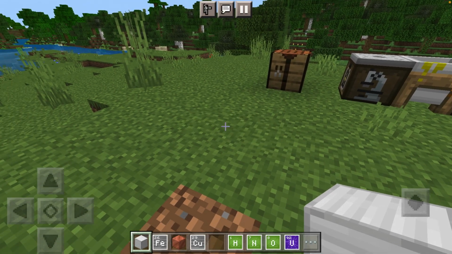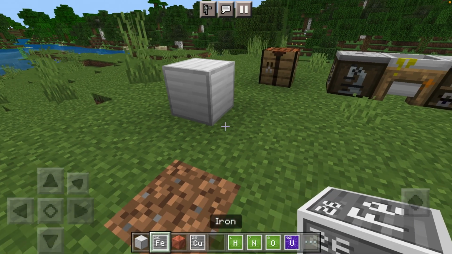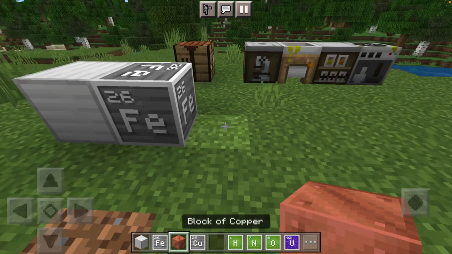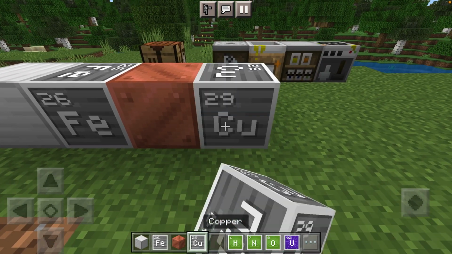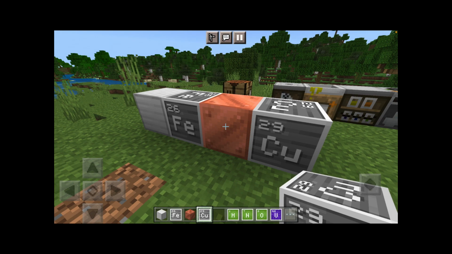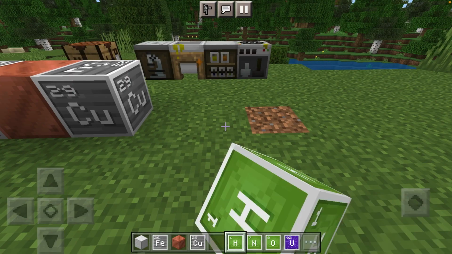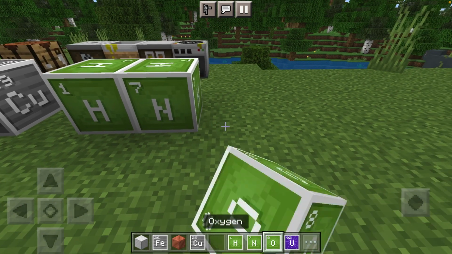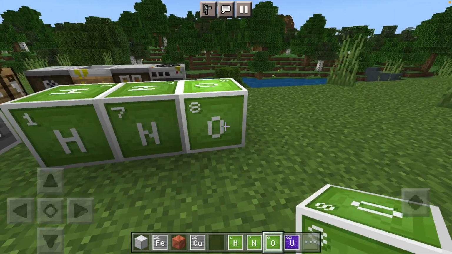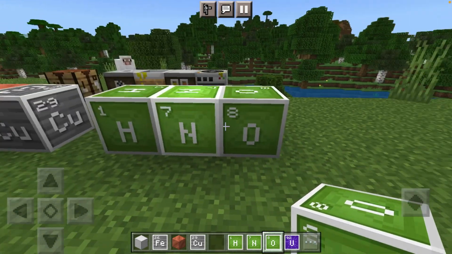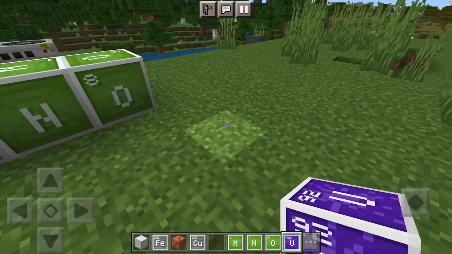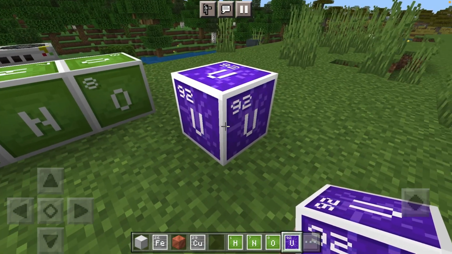Okay, so you see this, right? We have iron, and then we also have iron, and then we have copper, and then we also have copper. Okay, so to be fair, this thing came after this thing. And then you see these three elements, right? We got hydrogen, nitrogen, and oxygen. These three things are supposed to be air, so they're not even supposed to be blocks. And then you see this thing right here is supposed to be killing me right now, but it isn't.